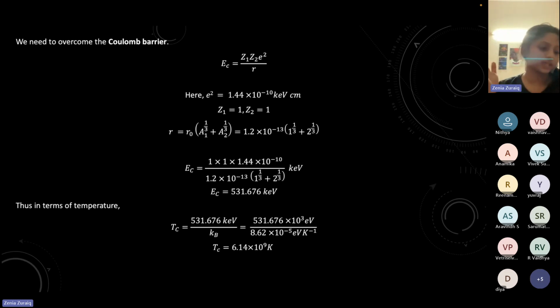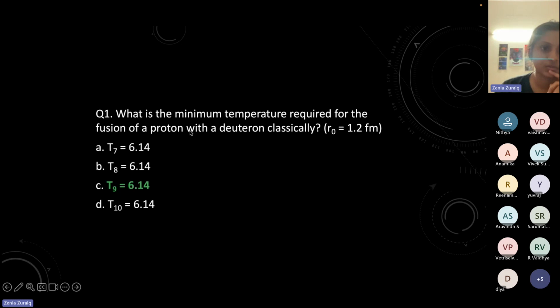Okay, is this fine? After that, it's just a matter of substitution. You can see that energy is given by Z1 Z2 e squared by R. Here Z1 and Z2 are the proton numbers, so essentially how many protons are contributing to the Coulomb barrier. e squared is a constant, and R, as we discussed today in the liquid drop model, has a dependence on A. And here we are talking about the fusion of a proton with a deuteron.